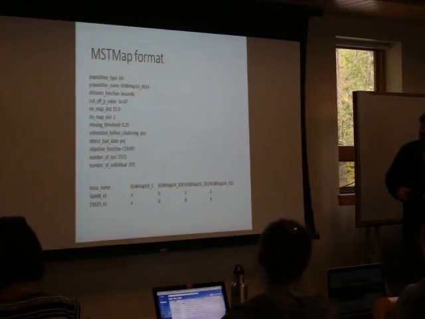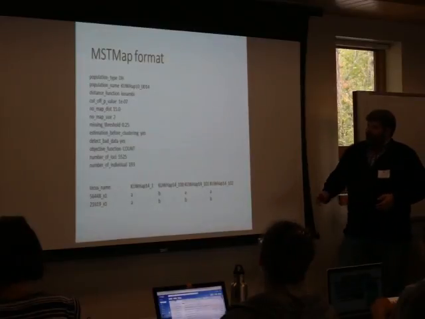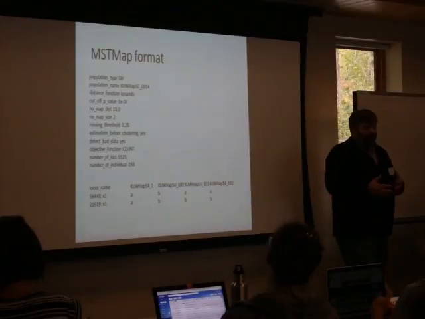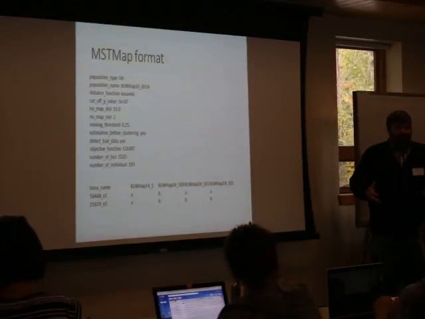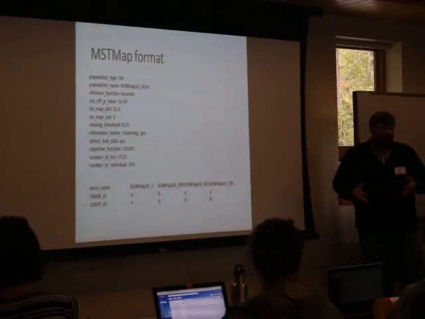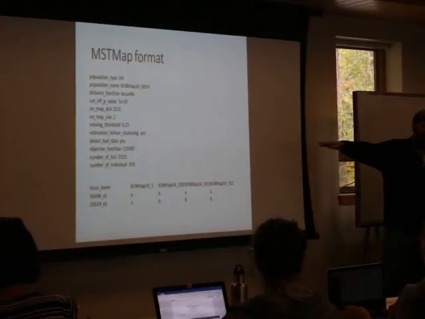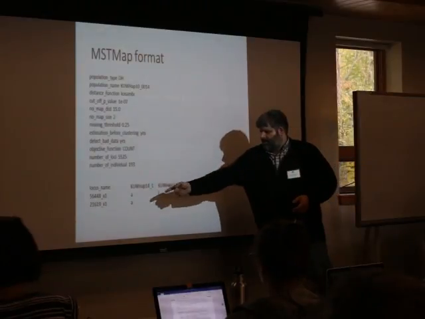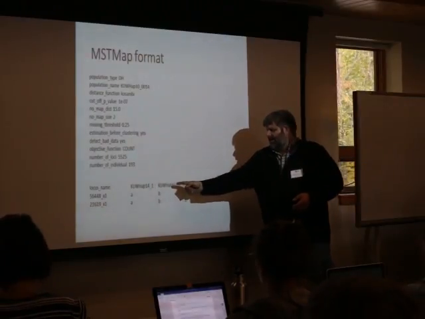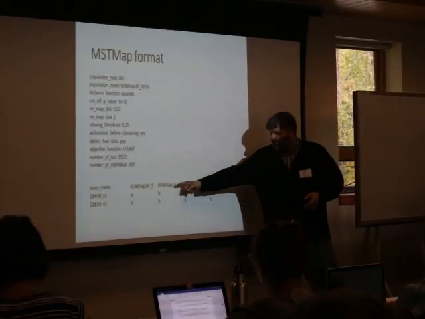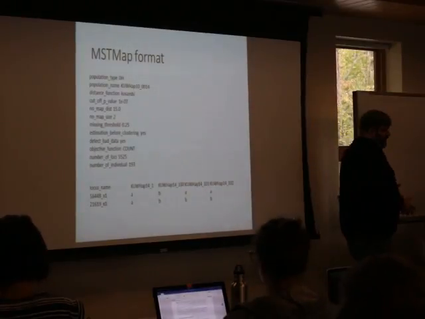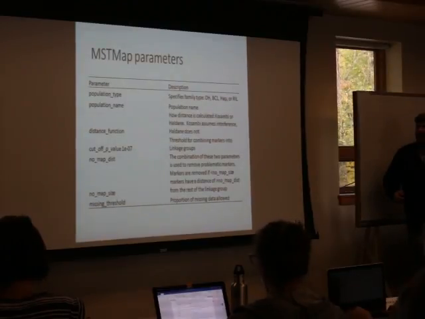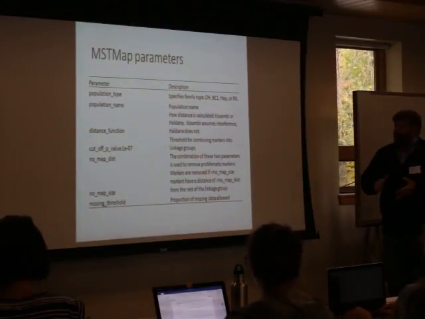So the format for MSTmap, all of this information at the top is the instructions to run it. So everything's in one file. You don't give any commands in the command line of the program. You just give it the input file, and all the commands are in the input file. And then after that, you have a column of locus names, and then individuals, and your genotypes for each individual as either A or B.